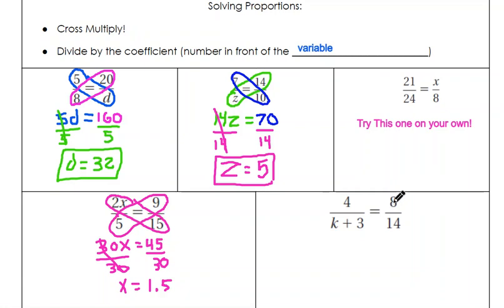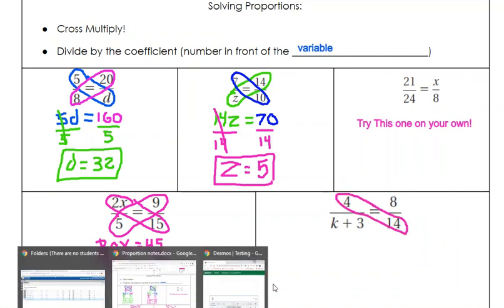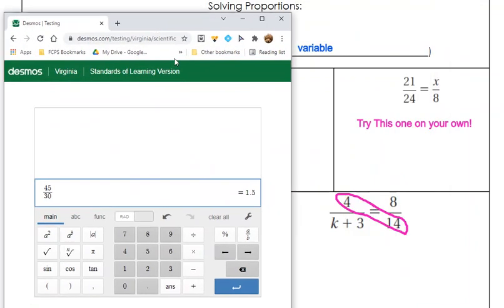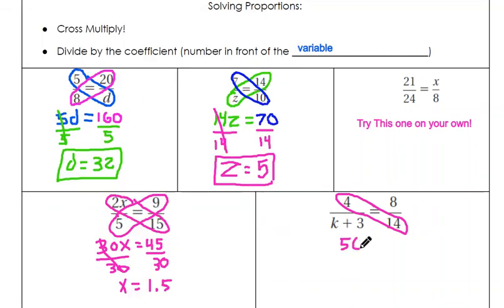This one we would do kind of the same thing. So we're going to cross multiply 4 times 14. Let's put that in our calculator because I don't know that off the top of my head. All right, so 4 times 14 gives me 56. And this one's just a little bit different, but I'm going to do this k plus 3 times 8. So 8 times k would give me 8k. And then 8 times 3 gives me 24. And it's a positive 24, so I put a plus 24.